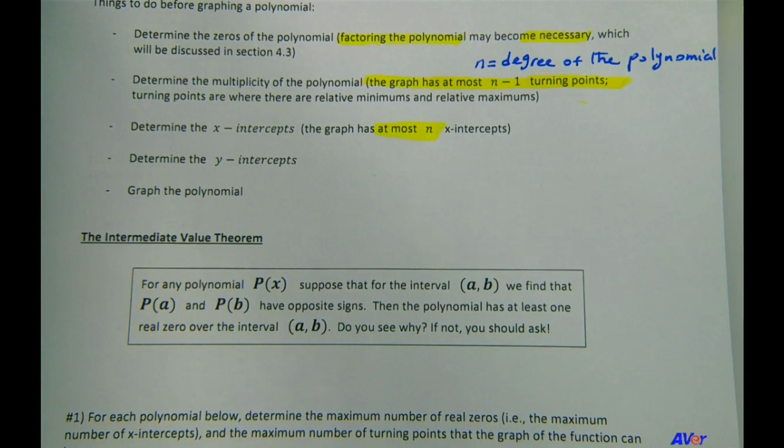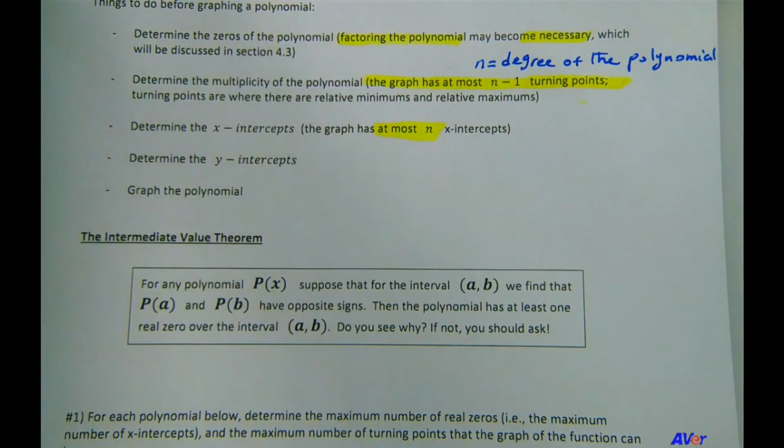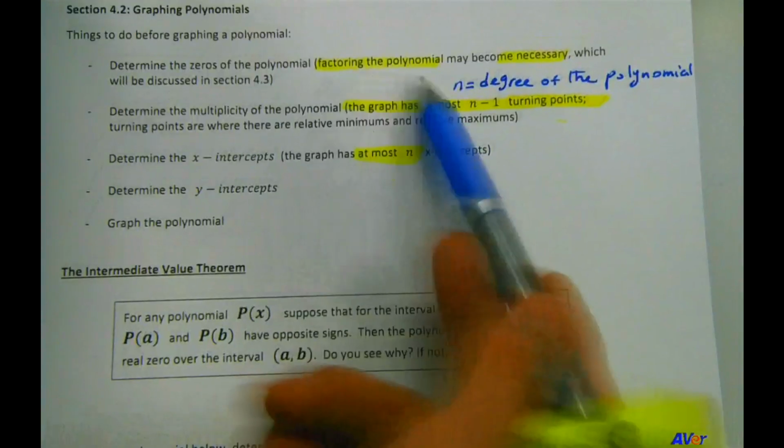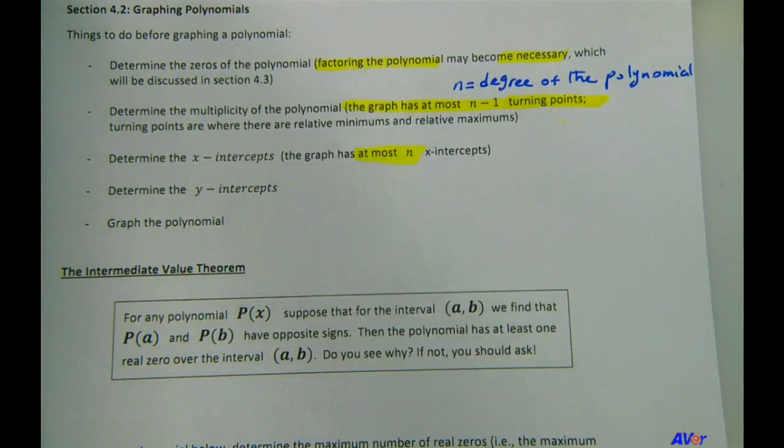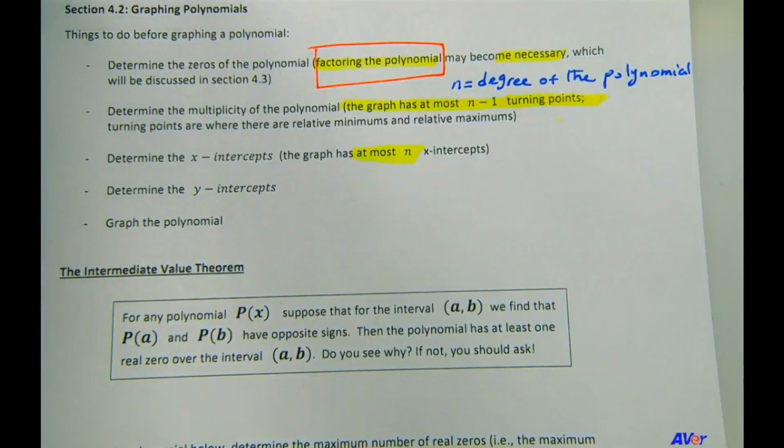So we need to know the multiplicity of the zeros. We need to know the zeros, which are the x-intercepts. We need to know the y-intercepts, and we need to know the multiplicity. And of course, before that, we want to make sure that the polynomial is in factored form. That's very, very important. Factor the polynomial. Okay, first step.